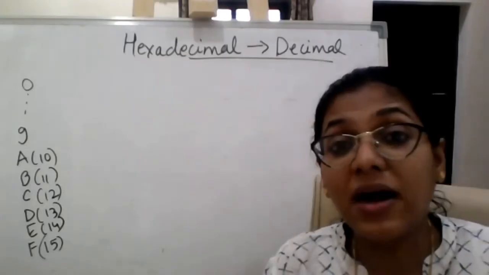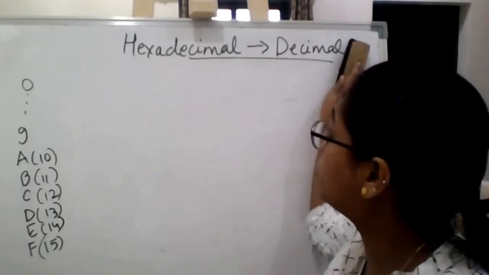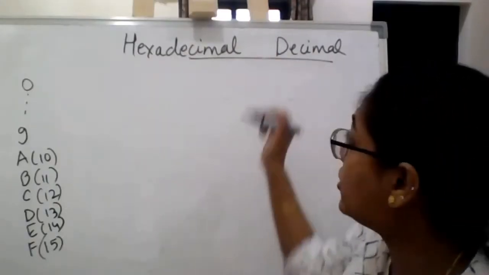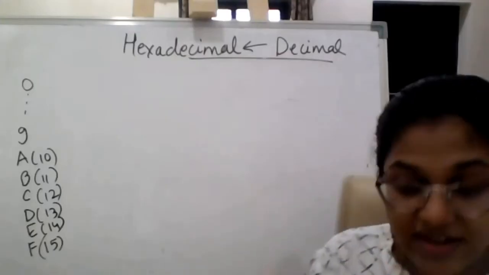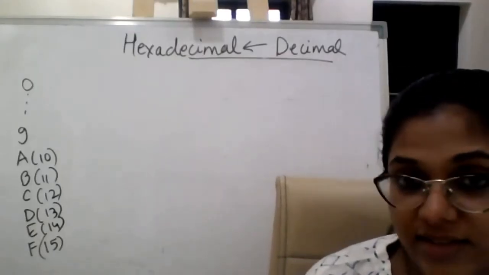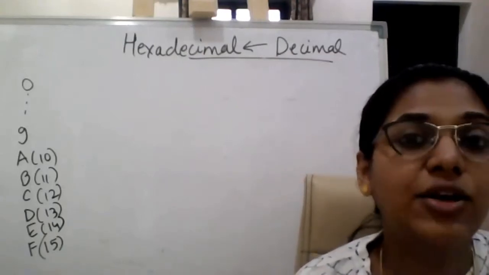Okay, so the next part is the reverse of this. What is the reverse of this? Decimal to hexadecimal. I'm going to be smart and just change the direction of the arrow. So we have already done this category: decimal to binary, binary to decimal.